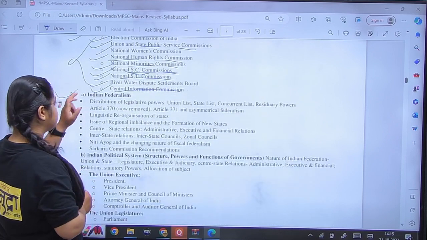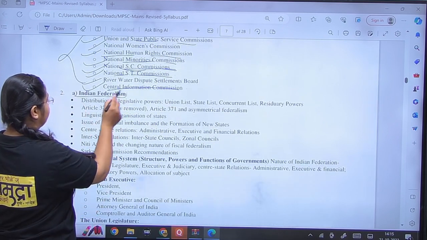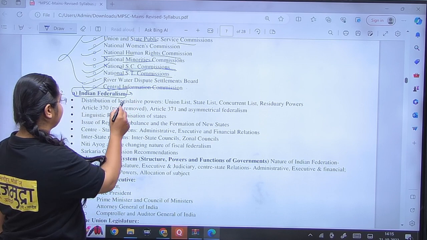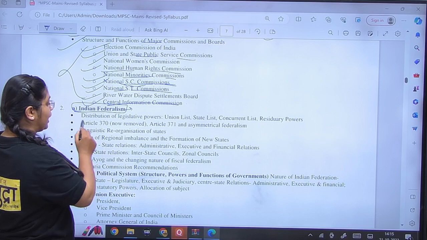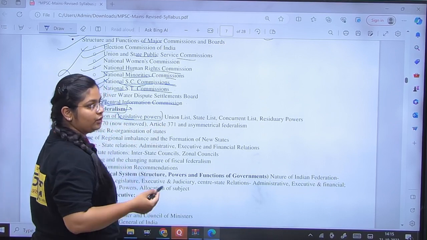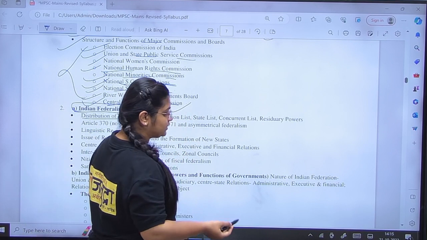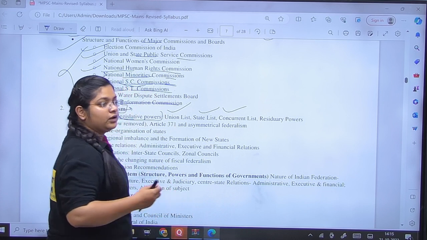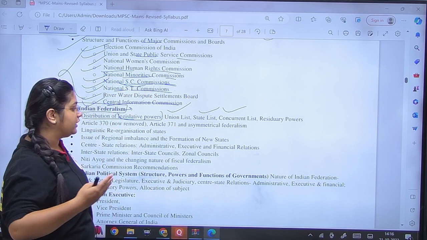Then next is Indian federalism. India has a federal system, so how does it work? The distribution of legislative powers. What is the union list? How many subjects are there? What is the state list? What is the concurrent list? The residuary powers, where do they lie?